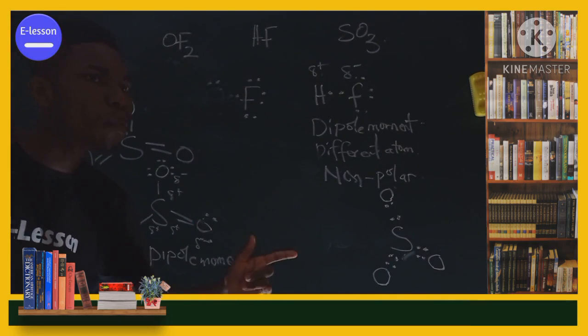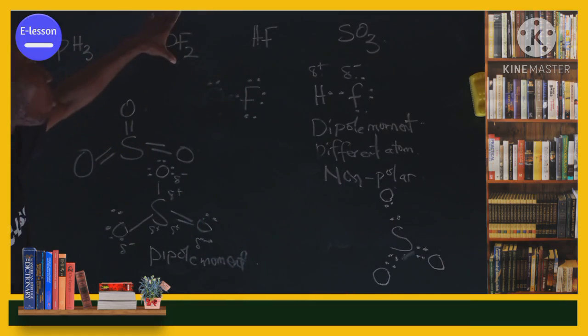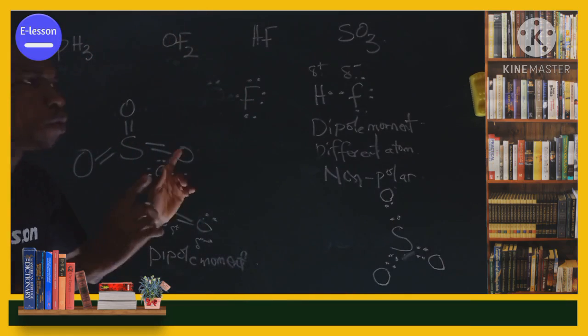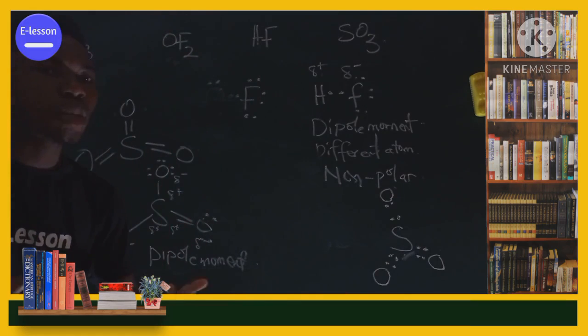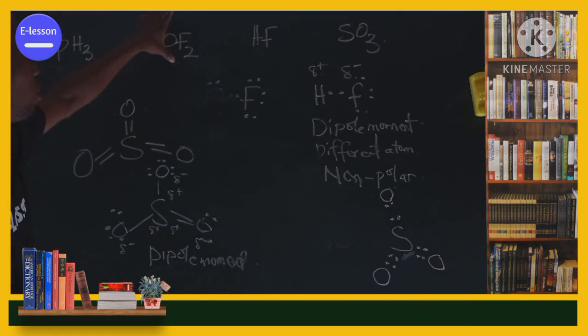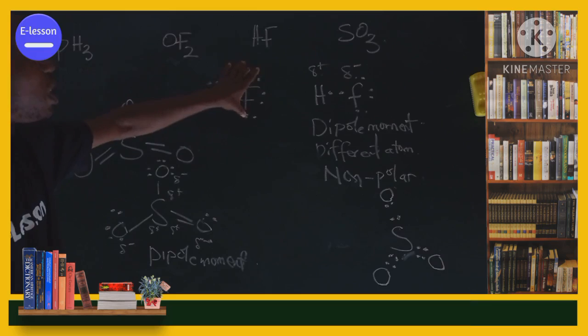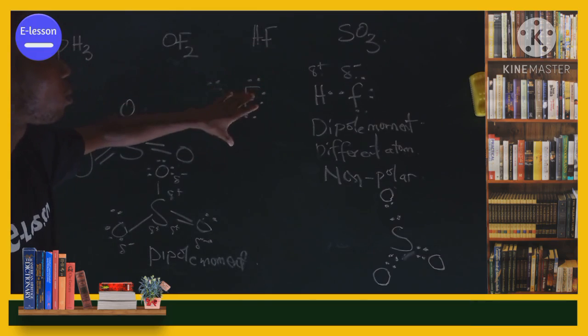Although it has a dipole moment, because it is not symmetrical, it is polar. Same thing is applicable to this. They have the same atom of fluorine surrounding them, but because it has a lone pair, that makes it not symmetrical. Is that clear? And that is polar. HF, same thing is applicable. Different atoms, so it is polar.